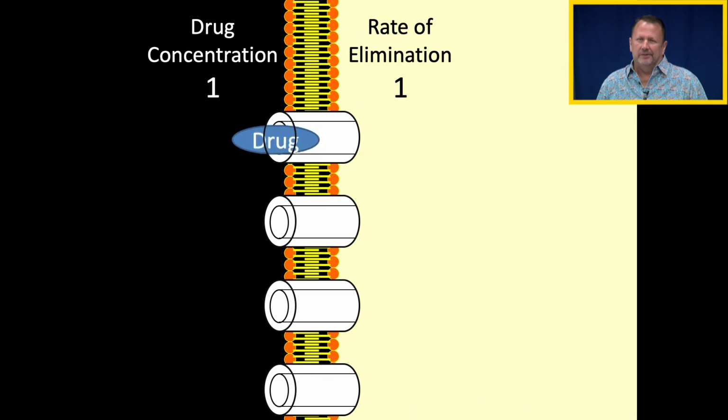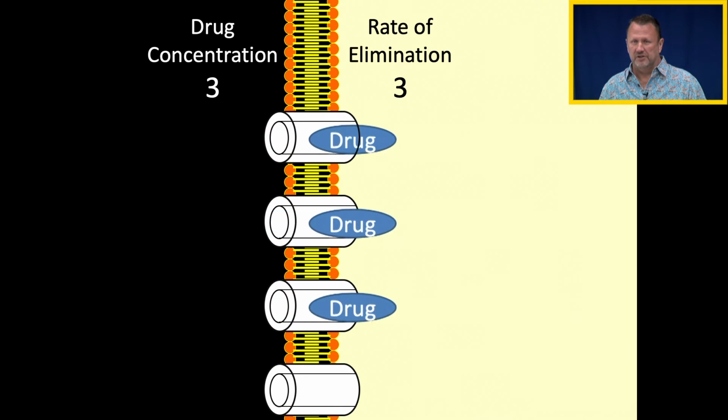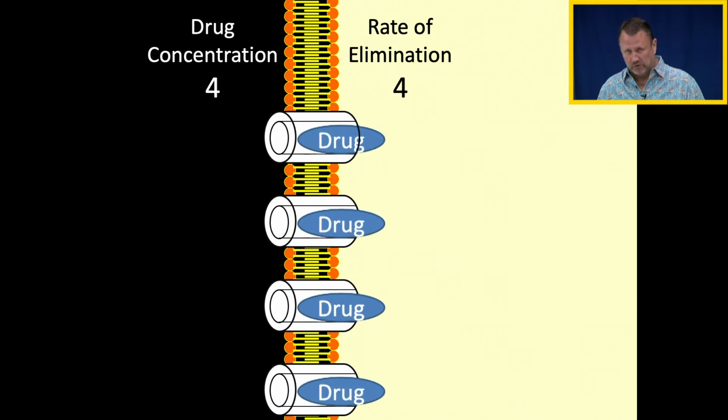This is a first order process right here. My concentration is 1, my rate of elimination is 1. My concentration is 2, my rate of elimination is 2. My concentration is 3, my rate of elimination is 3. My concentration is 4, my rate of elimination is 4.